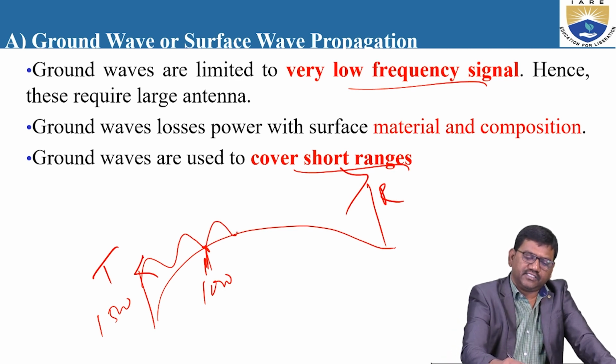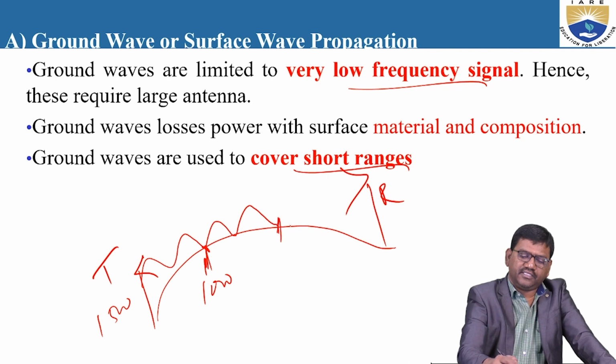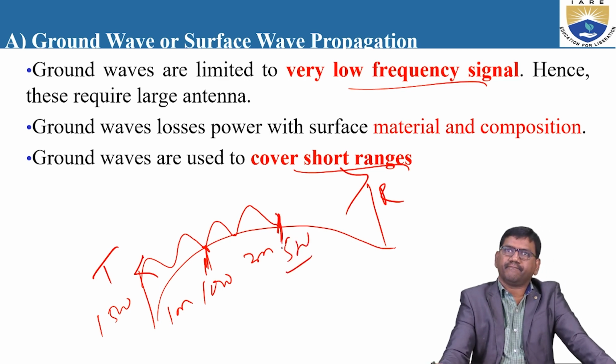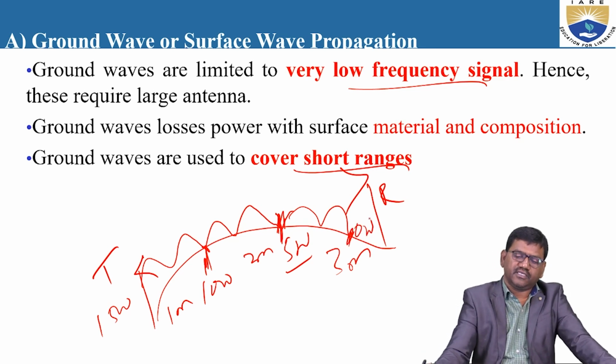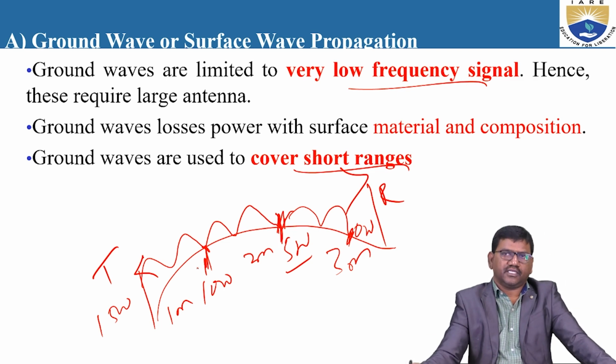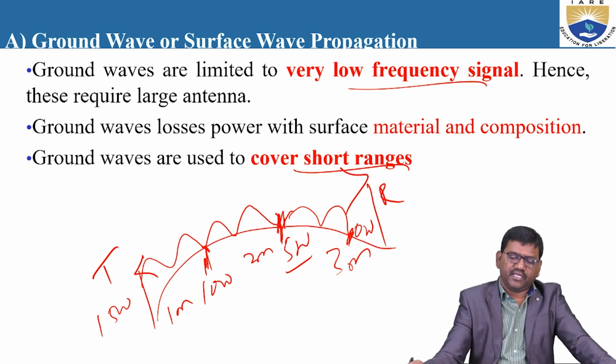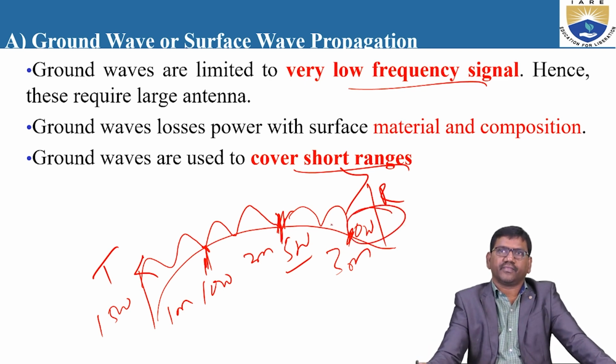Again, if the distance is increased, more waves are falling on the earth. As the distance is increased from 1 meter to 2 meters, we receive only 5 watts of power. If the distance is increased to 3 meters, we receive 0 watts. Why? Because as more waves fall on the earth, it absorbs more energy. So as the distance increases, the field strength is reduced. Hence at the receiving antenna we get only 0 watts of power. So the ground waves are used effectively only to cover short ranges.